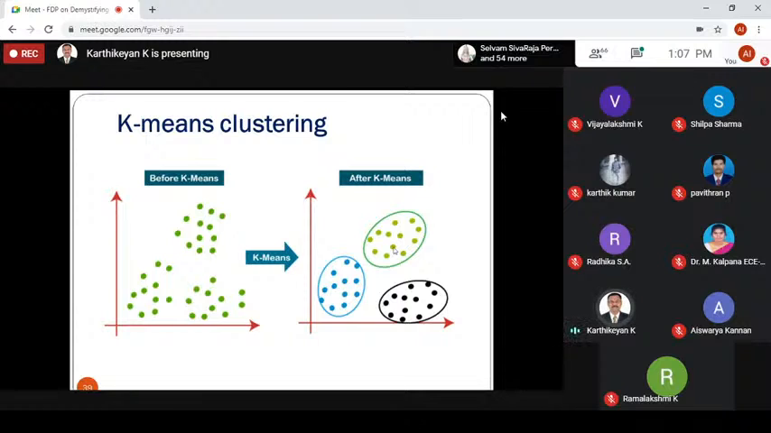If you want more accurate clustering, then we have to increase the number of Ks. Of course, it will increase the computational time, so we have to balance based on the problem, how much accuracy we want. Based on the problem, we can decide the number of K. So this is about k-means clustering.